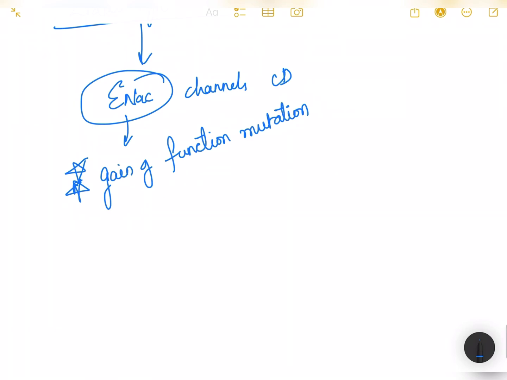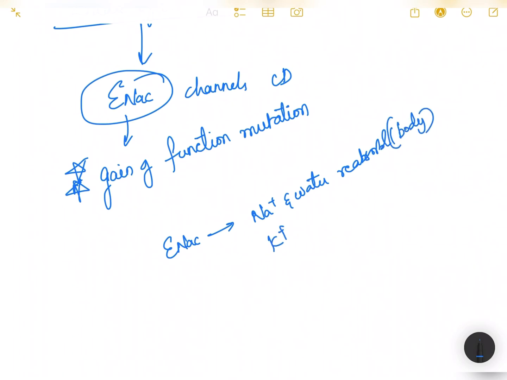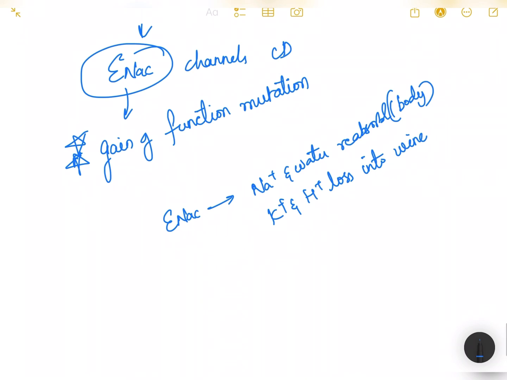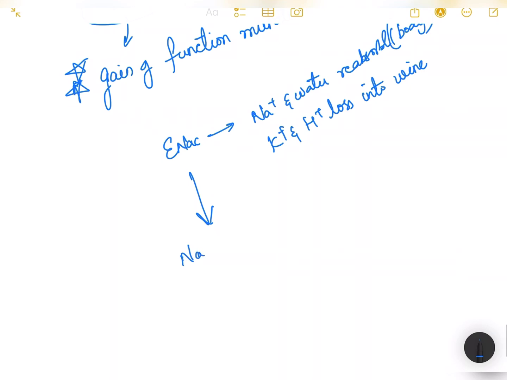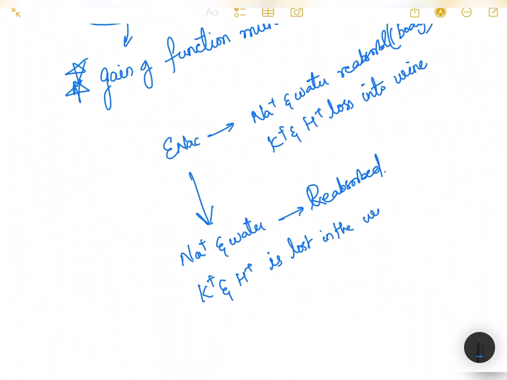This is very, very important. What is the normal function of ENaC channels? I have already told you that ENaC channel normal function is sodium and water reabsorption into the body. Reabsorption means into the body. Potassium and hydrogen ions are lost into urine. This is the normal function. Now there is gain of function, increase in the function of ENaC channel. That means more sodium and water is reabsorbed. Potassium and hydrogen is lost in the urine.